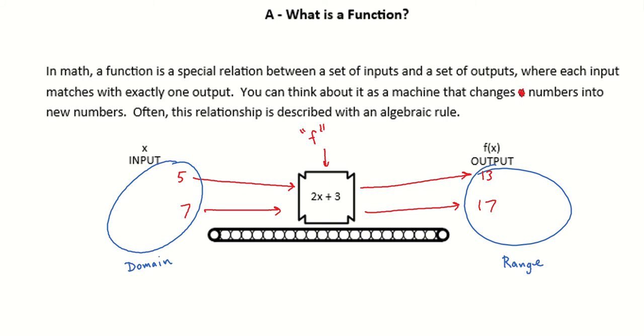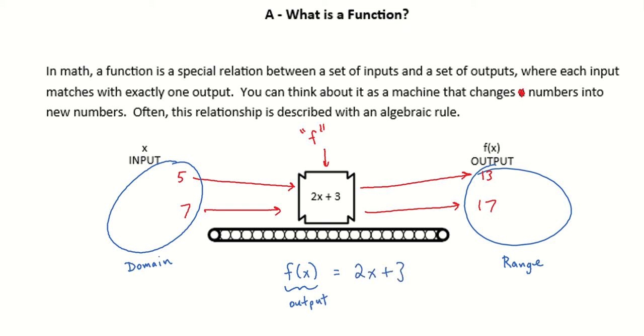All right, so that's basically all a function is. It's a rule that changes numbers that you put in into something else and outputs them as different things. Well, that's what this particular function does. Now, 2x plus 3 is an algebraic rule of what the machine is, and we might write the output of this machine as f of x. So this is like saying the output is equal to 2 times the input plus 3.